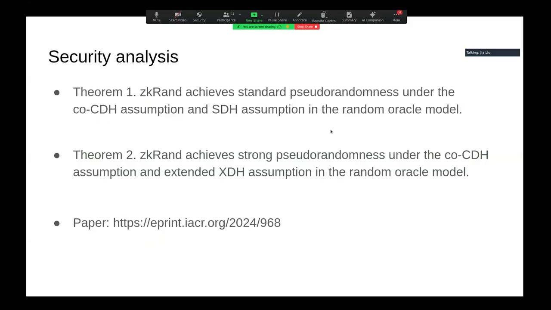So we did a security analysis. We proved our protocol achieves both standard and strong pseudo-randomness. Our paper is available on ePrint. Standard pseudo-randomness is easier to prove. It doesn't allow the attacker to query the partial evaluations on the challenge inputs. Strong pseudo-randomness allows the attacker to query the challenge inputs up to t-1 times. So this is a closer simulation of how the protocol is operated in practice. This is proved in the random oracle model under standard security assumptions.